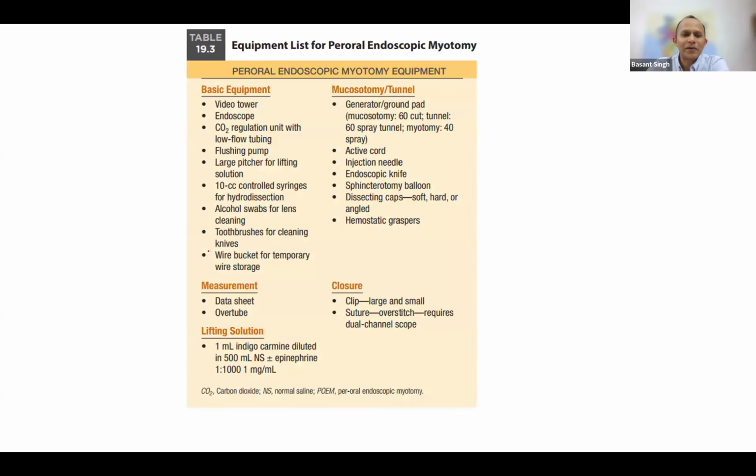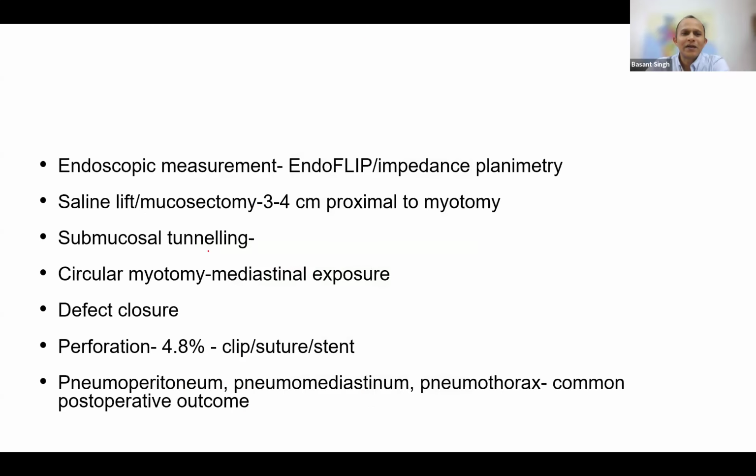So these are the equipments for your POEM. This is how we do it intraoperatively. First we have to see what is the length of myotomy we have to do. For that, we use this EndoFLIP, which is the impedance measurement. They measure the high pressure zone here. Then they do this saline lift 3 to 4 centimeters proximal to the myotomy. Suppose you start the myotomy here, we have to do the saline lift here.